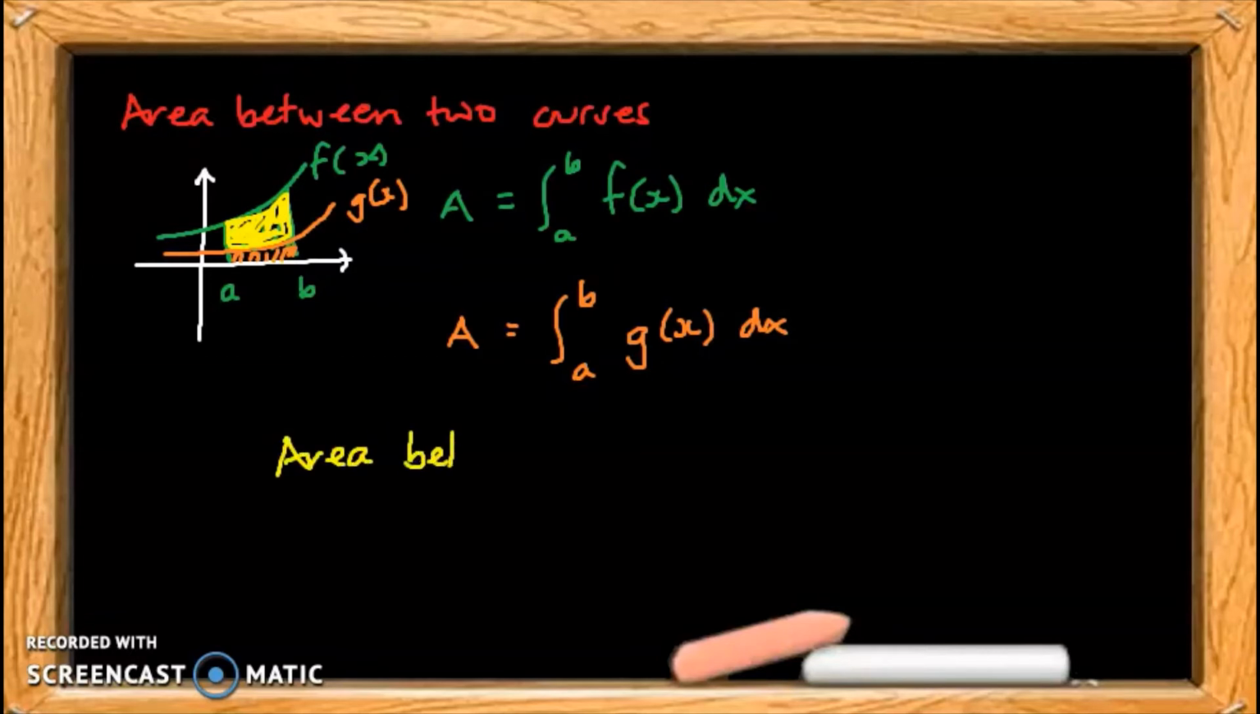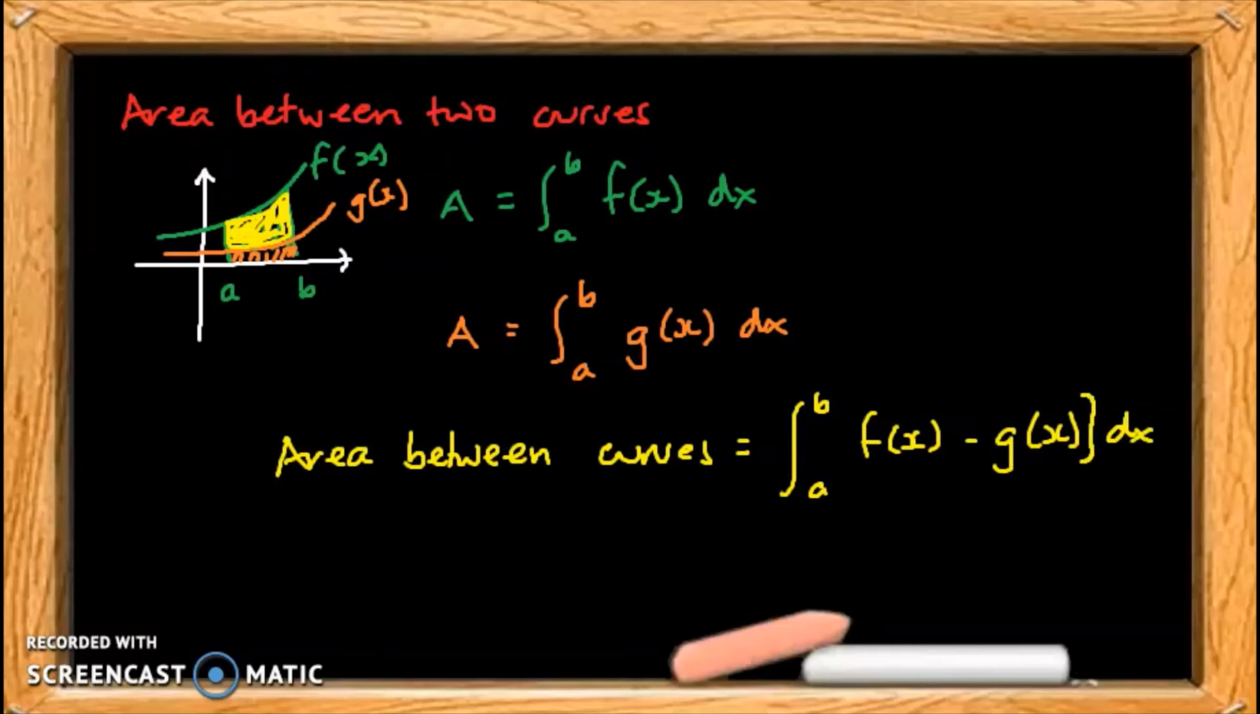So the area between the two curves is the integral between A and B of the top curve minus the bottom curve with respect to x. Now it's always worth keeping in mind that the area needs to be the top curve minus the bottom curve. If you get these two confused or around the other way, what you'll find is the area will come out to be negative.